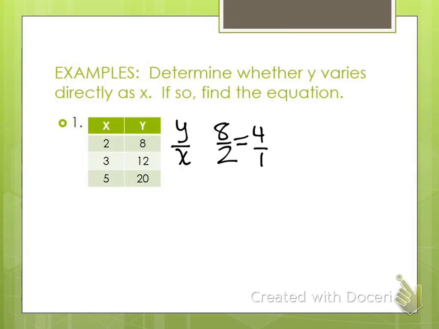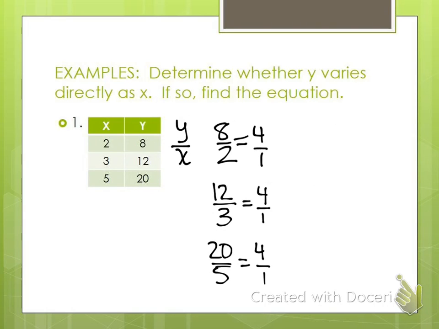Jalen, what would my next ratio be if I go down to the next row of my table? So we want y on top. What's my y value? 12 over, the x value is 3. Okay, sorry, I was having a hard time hearing you. 12 over 3, 12 thirds. Again, we should recognize that we can reduce that to 4 over 1. Then we go to the last row. Jacob, what would my ratio be? 20 over 5. And again, we should see that that reduces to 4 over 1.